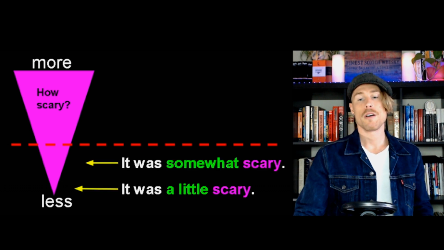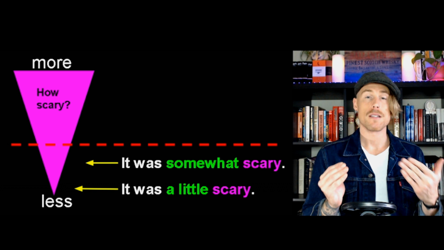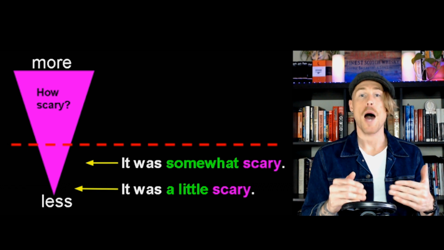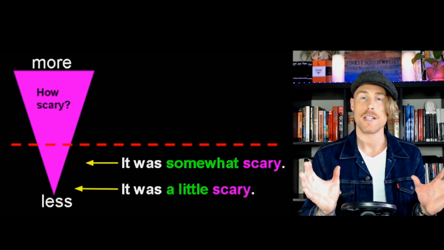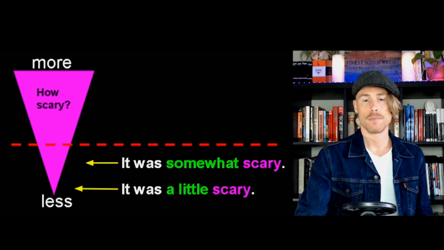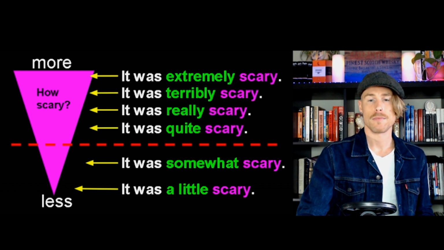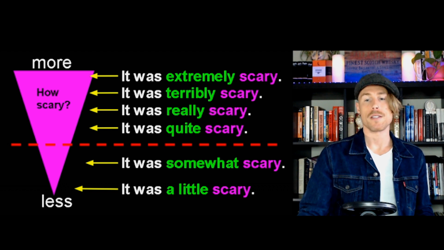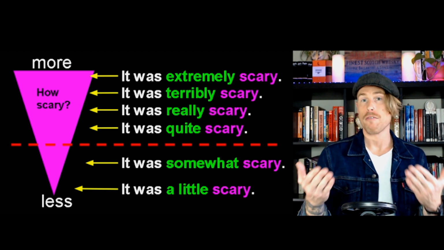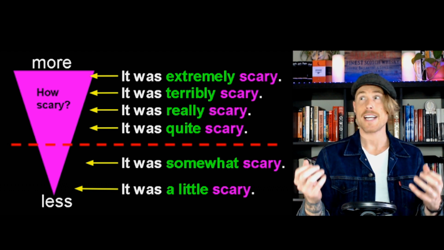So, for example, we can say, it was a little scary. It was somewhat scary. I can also say, it was a bit scary. All of these are correct for weak modifiers. What about the strong modifiers? It was quite scary. It was really scary or very scary. It was terribly scary. It was extremely scary.